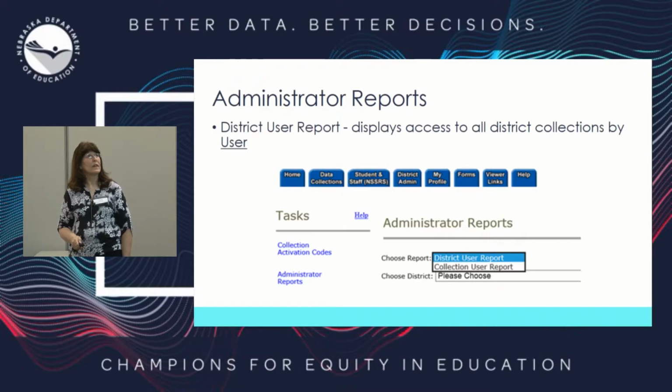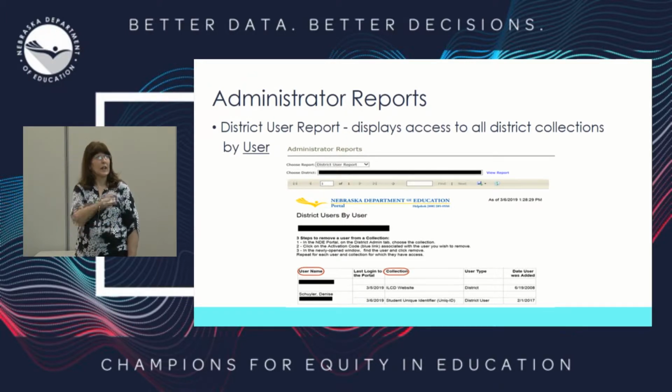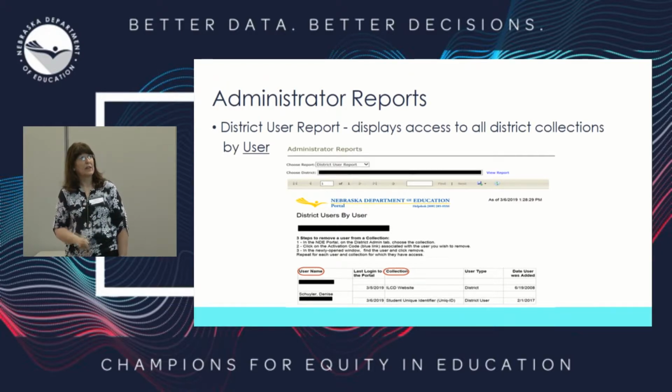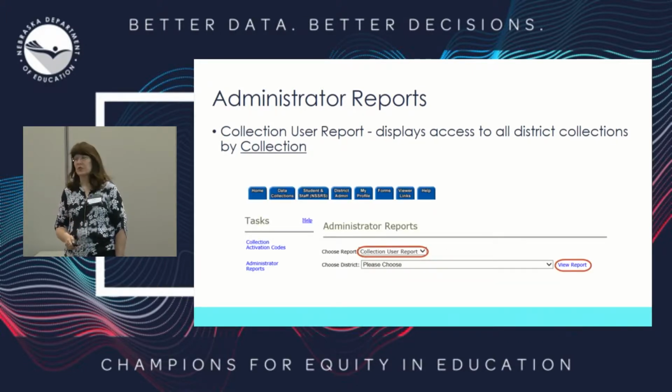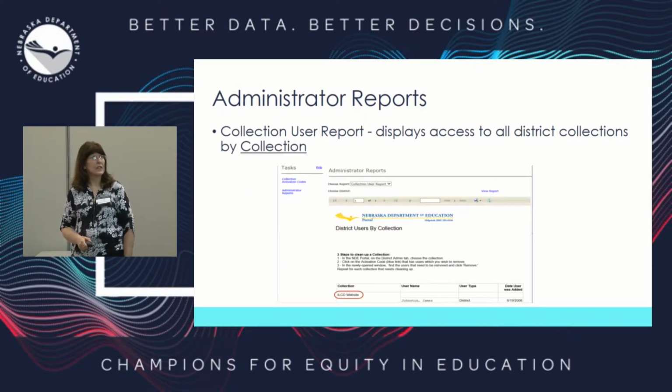The district user report is listed by your staff. It'll list every staff that has an activation code entered, and it'll show you what collection they have, the user type, and the date that it was added. Like here, this example, Denise has unique ID district user. And the collection user report is listed by collection. So you would choose a collection there in the top.